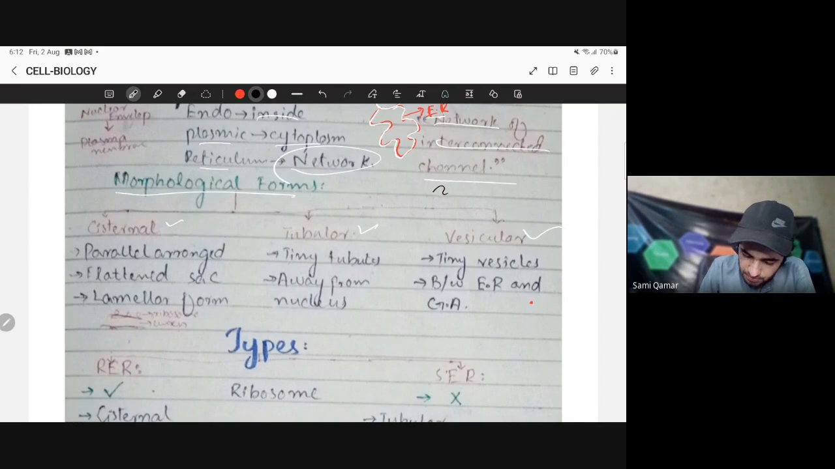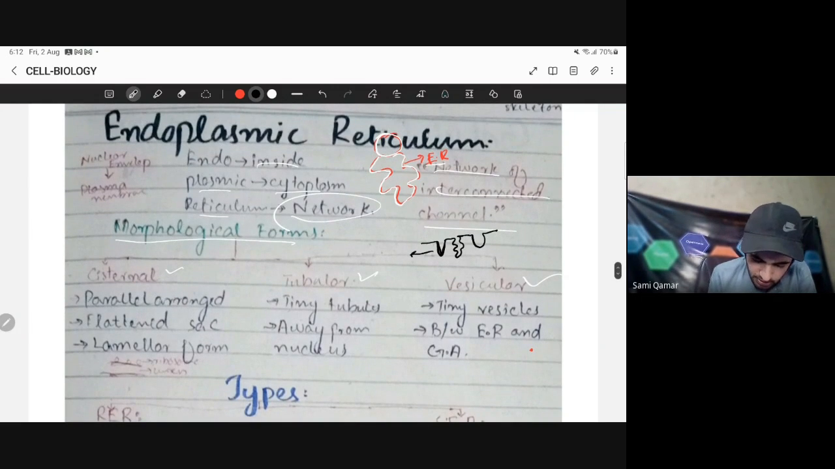Let's erase it here. So cisternal ones are going to be flattened and a little bit sac-like. These are going to be the tubular. These are going to be the vesicular. I hope you guys got it.